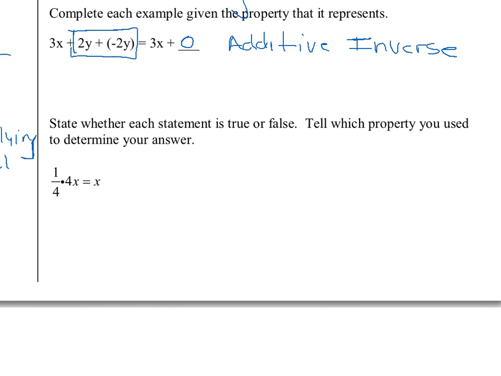Okay, state whether each statement is true or false. Tell which property you use to determine your answer. So looking at this next one, let's start with which property they are trying to show here. Yang. Multiplicative inverse. And how did you know it was multiplicative inverse? Because 1 over 4's reciprocal is 4 over 1, and then it is simplified into 4. Okay, so he's looking at these two things. He's changing them both to fractions and recognizing that these are reciprocals multiplied together. So this is a multiplicative inverse.